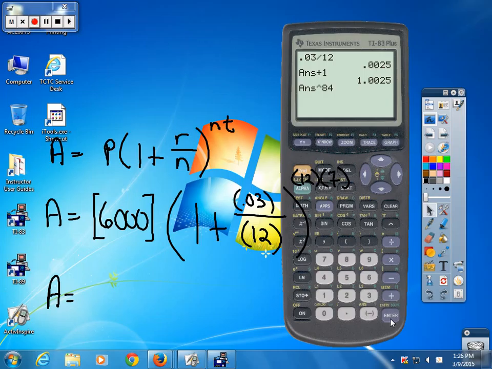1 to any power is what? 1. So this number is still going to stay around what? Still going to stay around 1. So you hit enter.